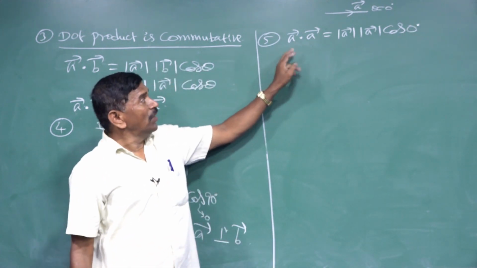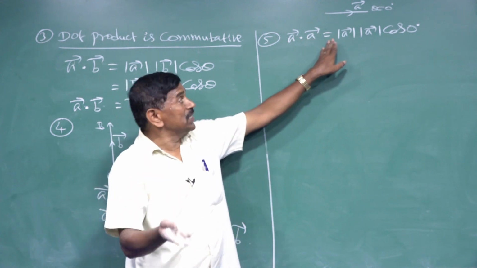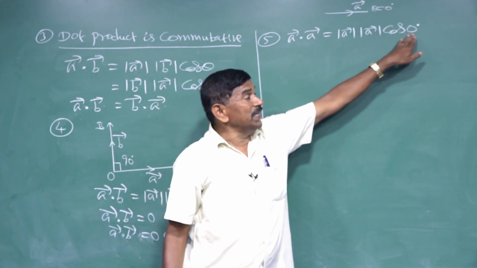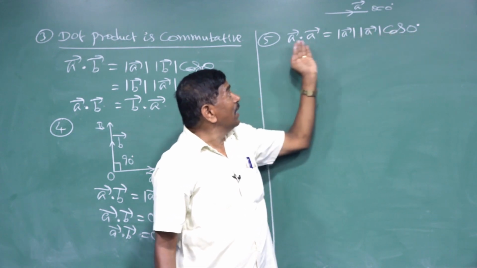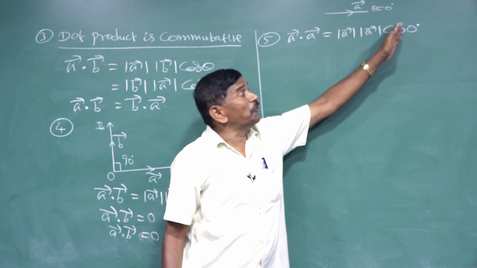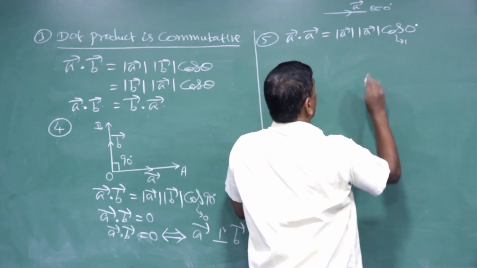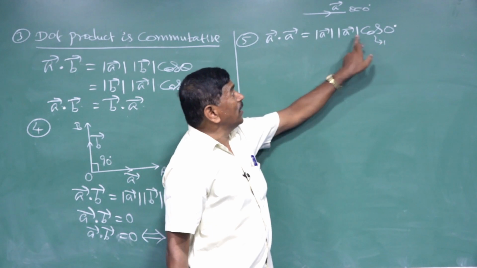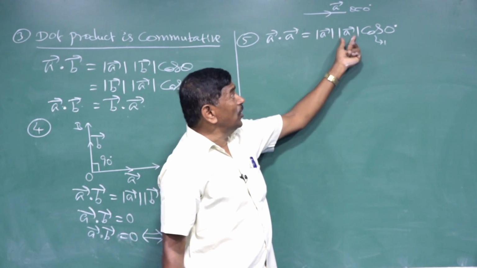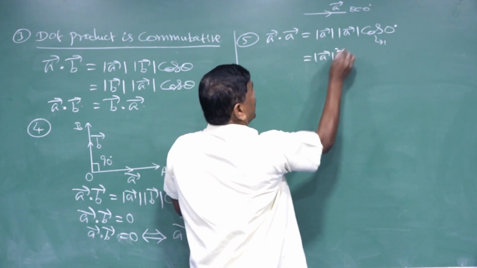Again, fifth topic, dot product of itself vectors. The definition of dot product is given by modulus A vector into modulus A vector into cos theta, where theta is the angle between A vector and A vector. So the angle between A vector and A vector is 0 degrees, therefore cos 0. Can you tell me what is cos 0? Very good. Cos 0 is 1. Now, yourself: 1 into modulus A vector into modulus A vector. See, modulus A vector into modulus A vector is equal to modulus A vector square.